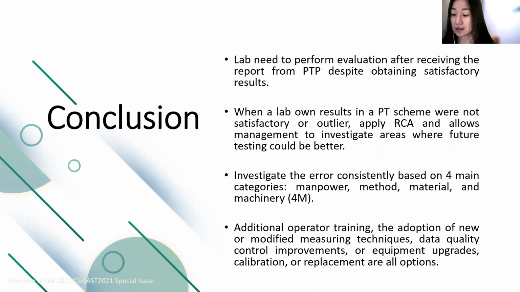For the conclusion, the lab needs to perform evaluation after receiving the reports for the PT, despite obtaining satisfactory results. When the lab's results in the PT scheme were not satisfactory or were outliers, apply cause analysis. Investigate the error consistently based on the four main categories: manpower, methods, materials, and machinery. Additional operator training, the adoption of new or modified measuring techniques, data quality control improvement, or equipment upgrades, calibration, or replacements are all options.